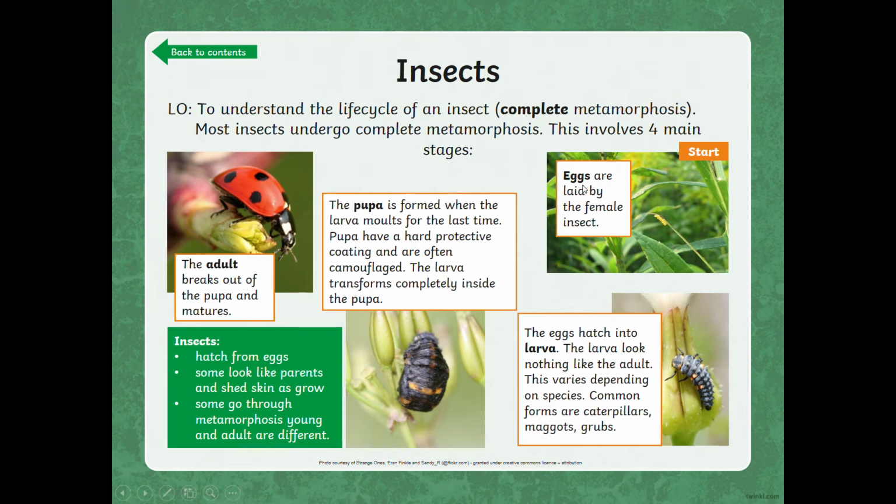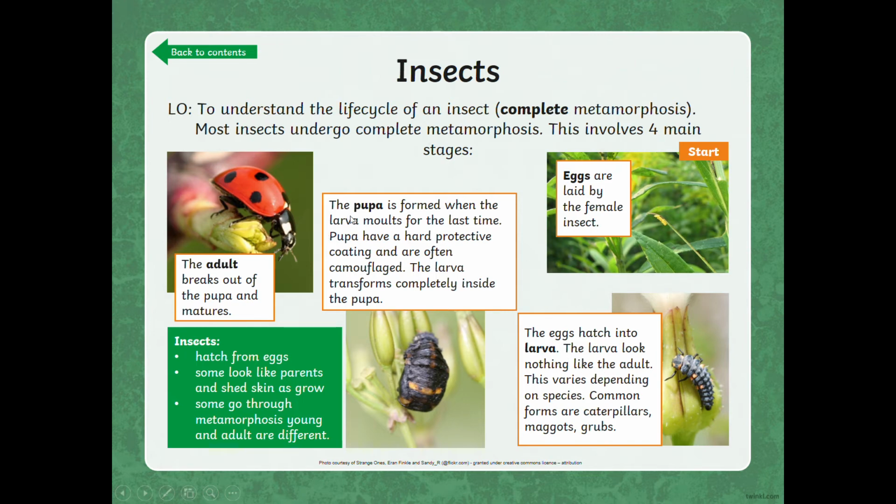So we have eggs that are laid by the female insect, a bit like amphibians, but there's obviously things that happen differently. Eggs are laid by the female insect. The eggs hatch into larvae. The larvae look nothing like the adult. There you can see a larva there. This varies depending on species. Common forms are caterpillars, maggots, and grubs. So caterpillars, maggots, and grubs are all larvae. They're at the larva stage of something new, growing and developing.